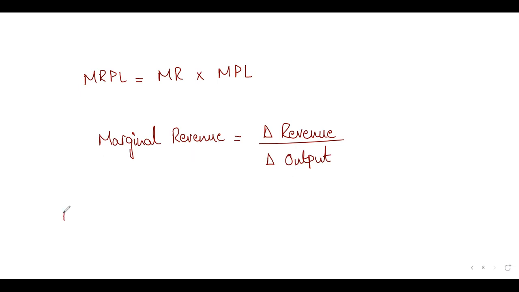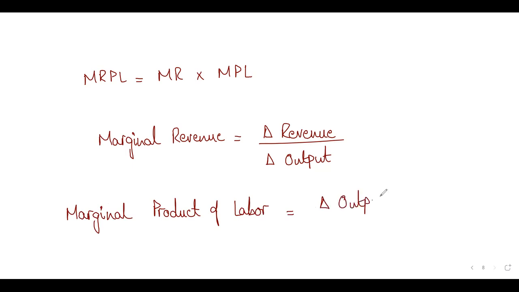Now, what is marginal product of labor? Marginal product of labor talks about physical quantities. What do we mean by physical quantities? How many additional units of the good would each additional unit of labor produce? Which means change in output due to change in labor.